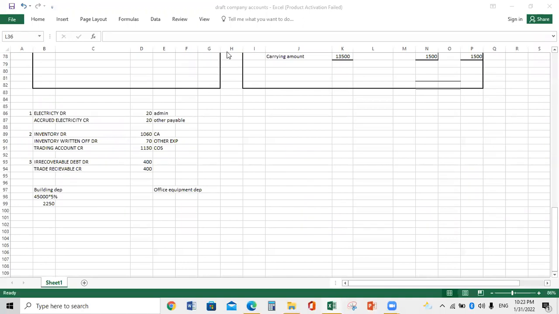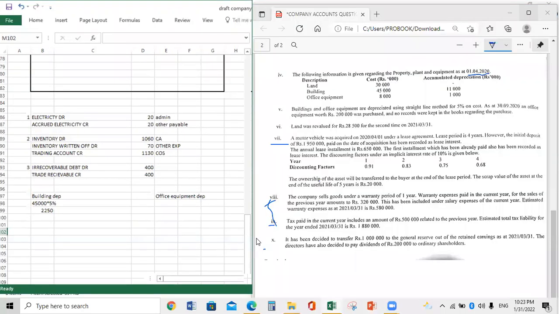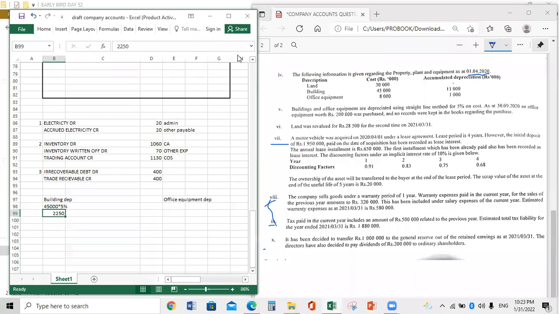No, it's in thousands, dear. It's in thousands, okay? All what I'm doing is in thousands, not in rupees. This is 2,250,000. I'm doing it all in thousands, okay? Now, guys, see the office equipment.